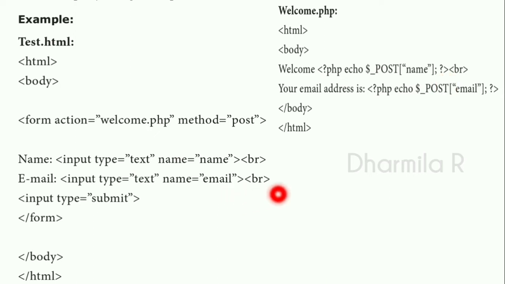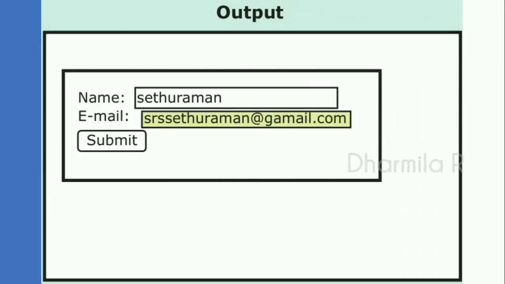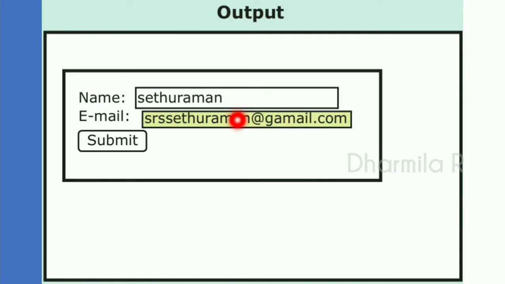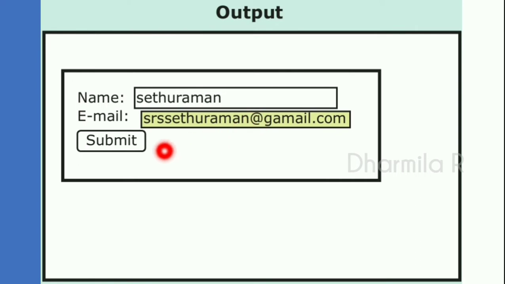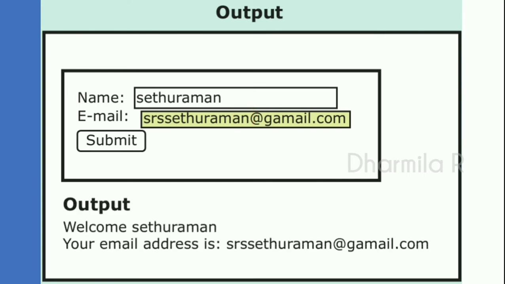So let's see the output of this program. Look at this. This is the form created with the help of HTML. So here we have 2 text boxes and 1 button. After entering the data, the user can click on the submit button. So when you click on the submit button, the PHP program will collect the data, that is, both the input box data will be collected and it will prepare the response. Now look at the response. So this is the response given from the PHP server.